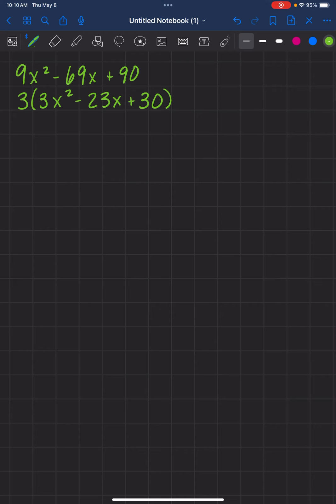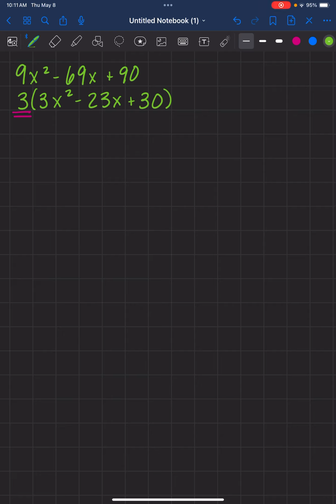And I would say this isn't technically required, but it's so much easier to work with smaller numbers than with larger ones, so always try and do this first. But make sure that you don't forget, at the end, that you took this out. So that 3 is going to need to be attached to what we do next.